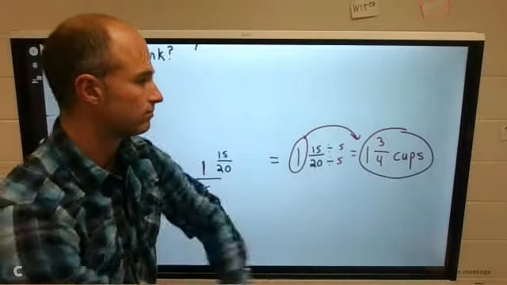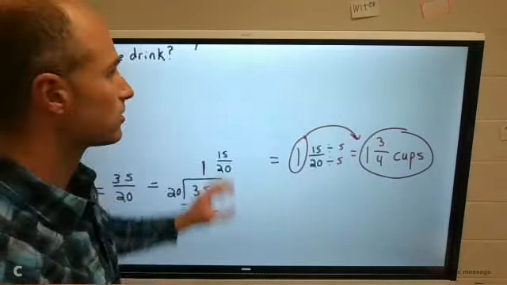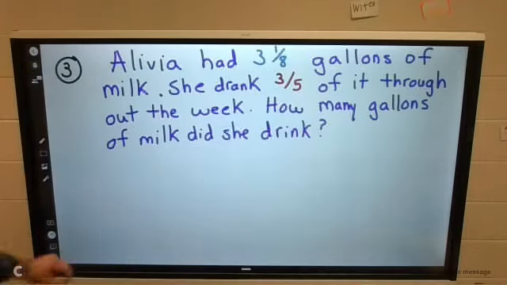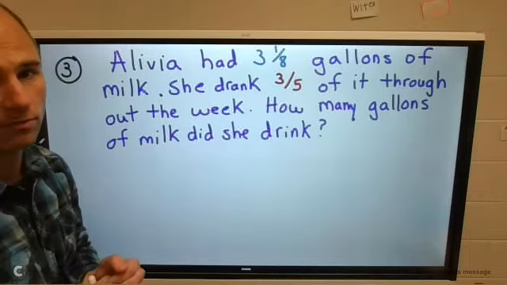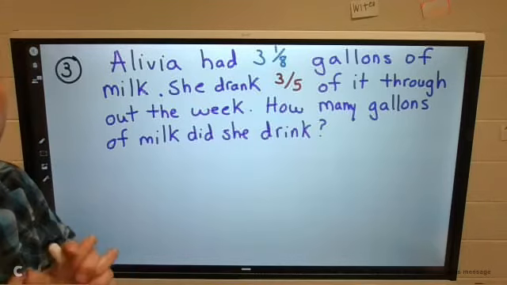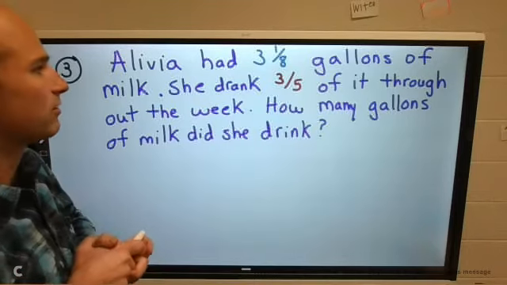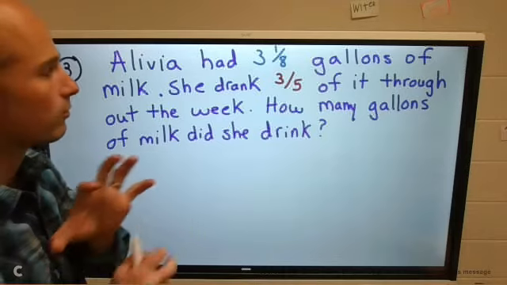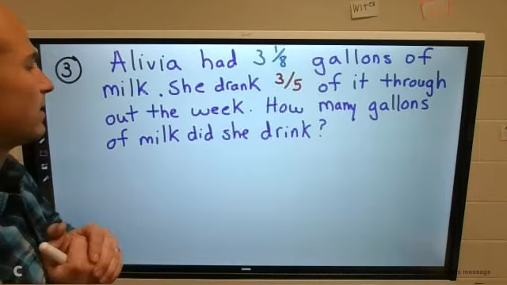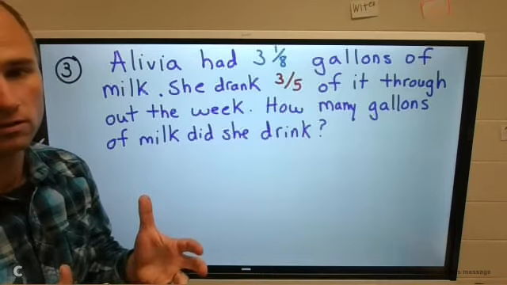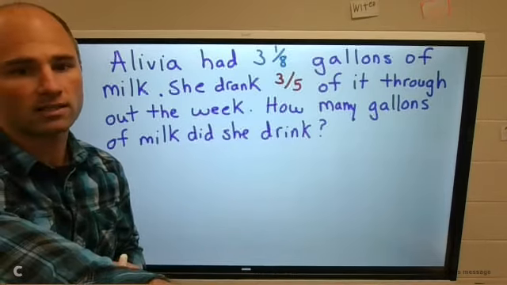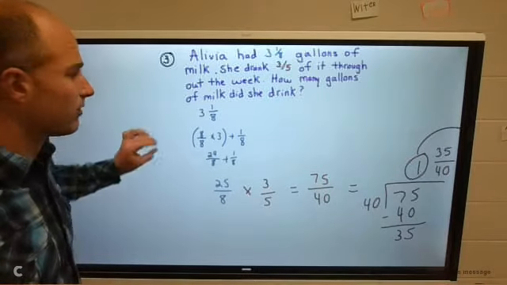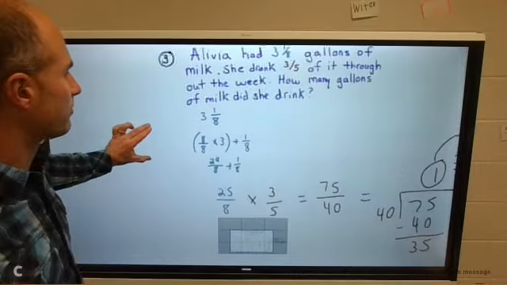Wow. All right. So let's do our third and final problem. Olivia had 3 1/8 gallons of milk. She drank 3/5 of it throughout the week. Not in one day, but throughout a whole week. How many gallons of milk did she drink? Hit the pause button and solve that now. All right, here we go. So we have Olivia with her 3 1/8 gallons of milk.